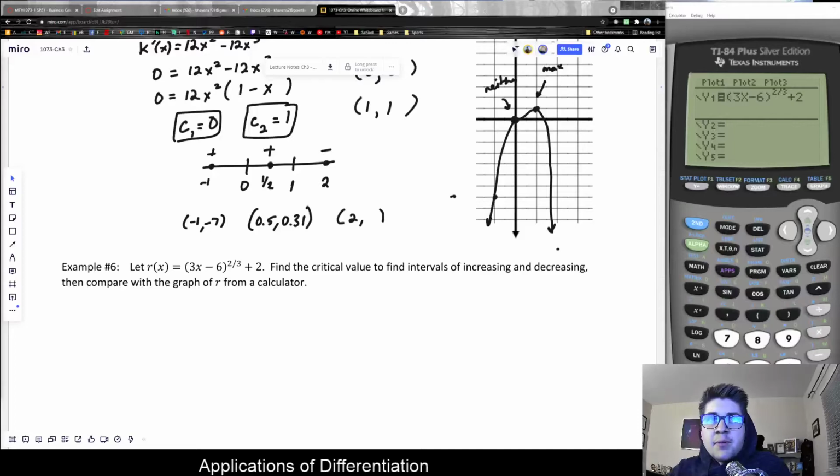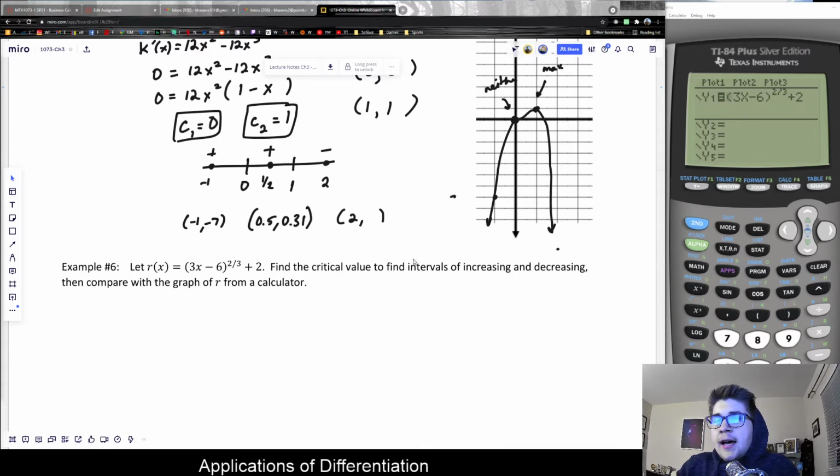Let's do another example of using the first derivative test and critical values to help aid in graphing a function. So it says, let r of x equal 3x minus 6 to the 2/3 power plus 2. Find the critical value, find intervals of increasing and decreasing, and compare with the graph. So this is a little different question, but all very similar applications of this.